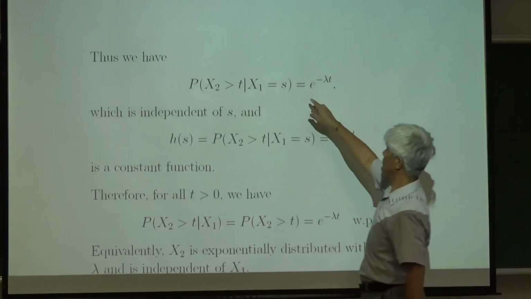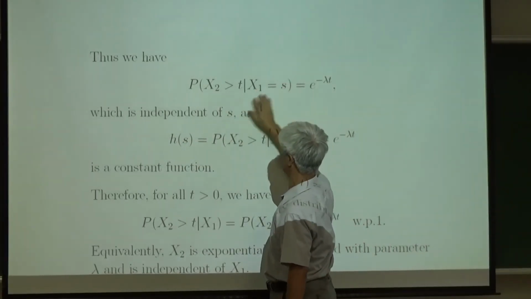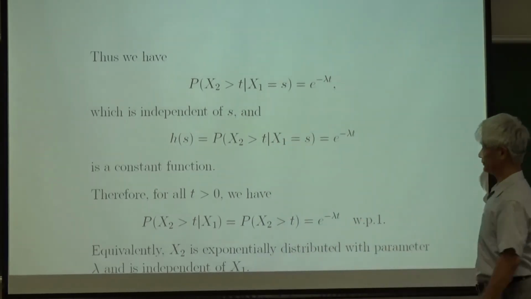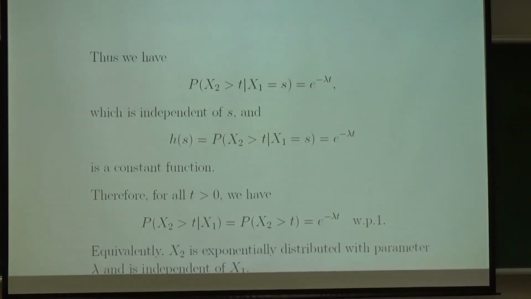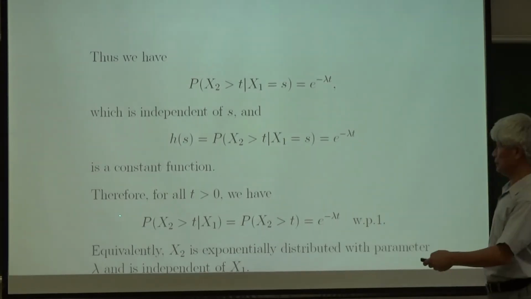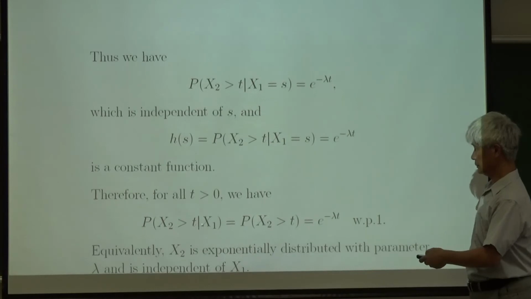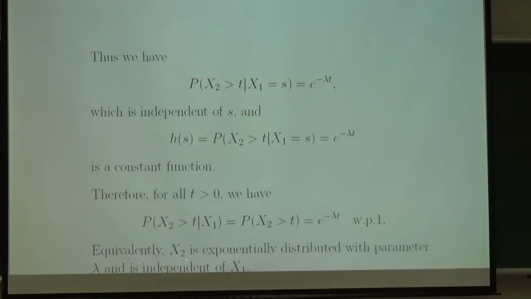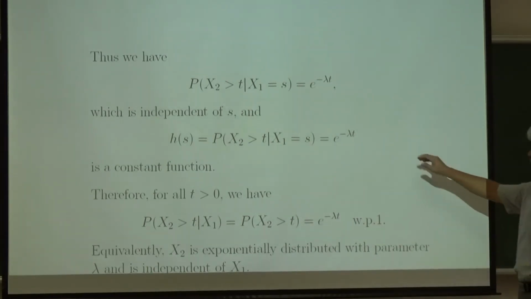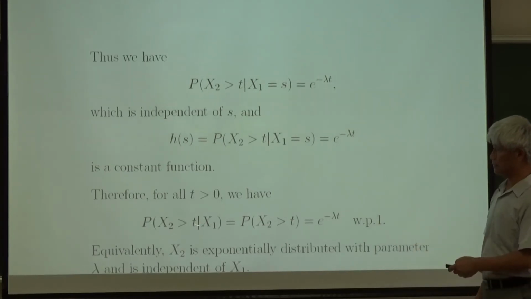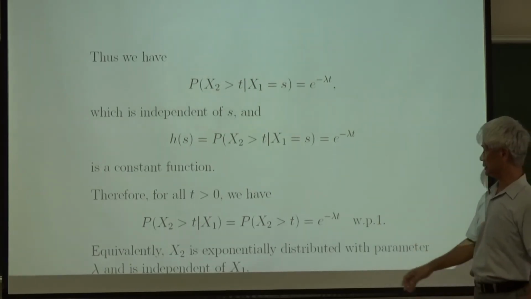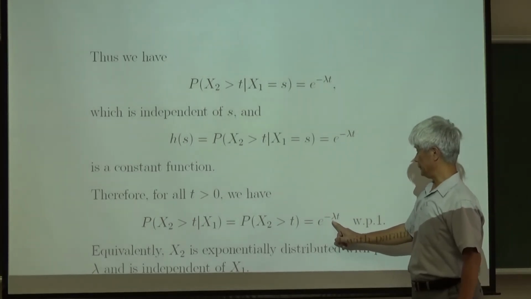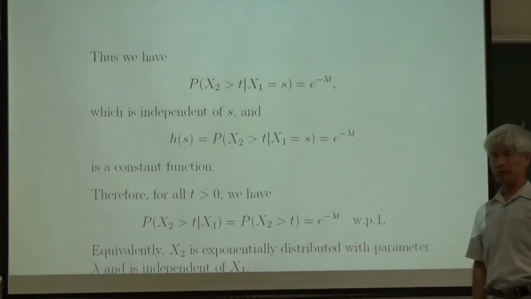This is a variable function of s, right? But it turns out that it's a constant. Therefore, we prove that x2 is exponentially distributed with parameter lambda, and it's also independent of x1. So at the same time, we prove that S2 and S1 are statistically independent, and X2 is also exponentially distributed.